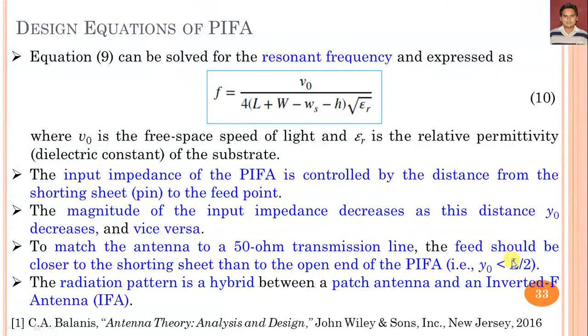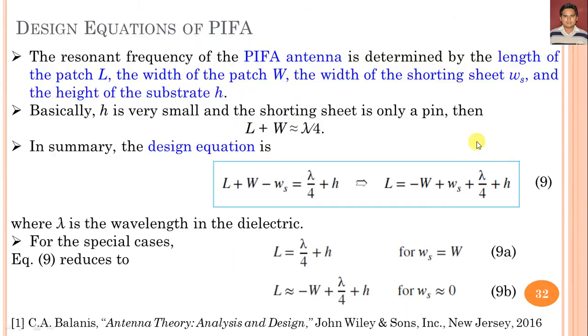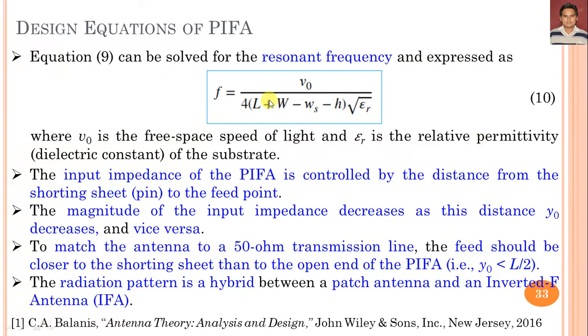Y naught should be less than or equal to lambda by 2. So we have considered the appropriate value of y naught through which we can get the 50 ohm matching between a coaxial cable as well as the antenna element. So this is important.